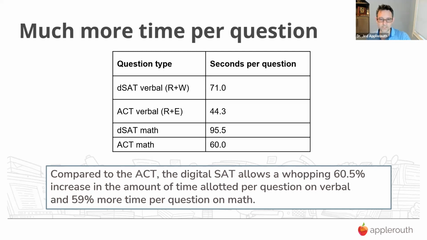You have 71 seconds per question on that, versus the ACT verbal, 44 seconds a question. Similar for math. You have 95 seconds per question for the digital SAT math versus a minute. So you have 60% more time per question on the digital SAT versus the ACT. That's a huge deal. That's like getting an accommodation for extra time without needing an accommodation. So that's one of the reasons when people said this thing felt much less rushed, less of a hurry.